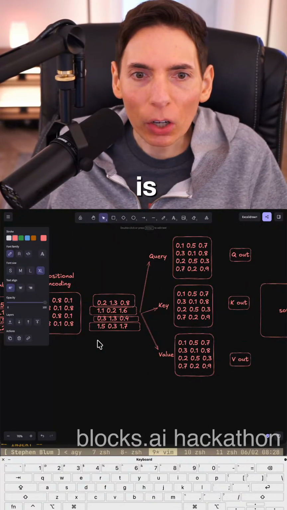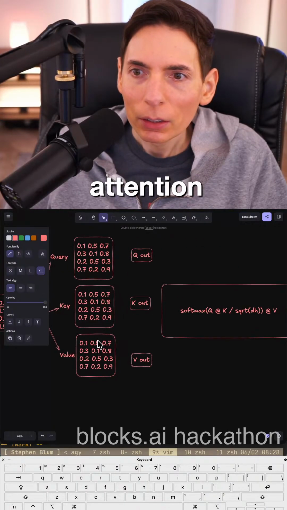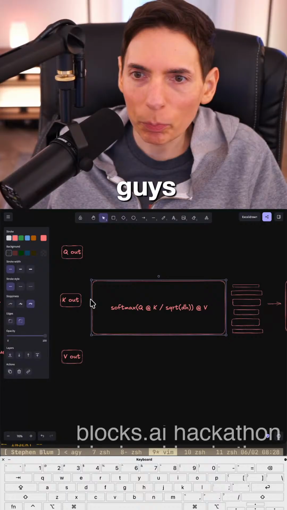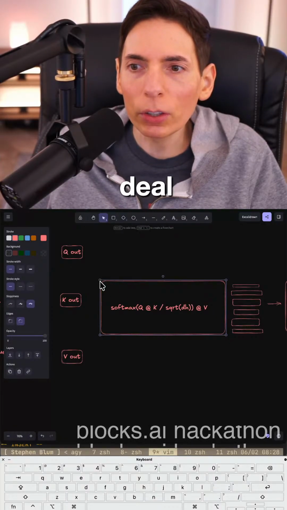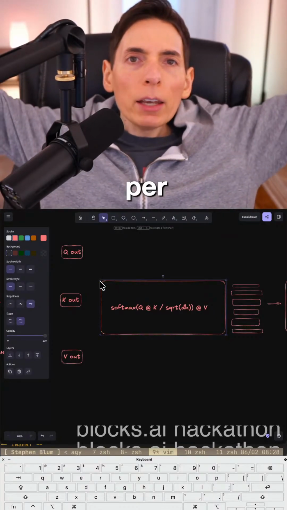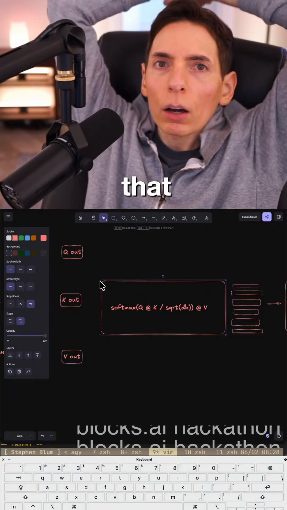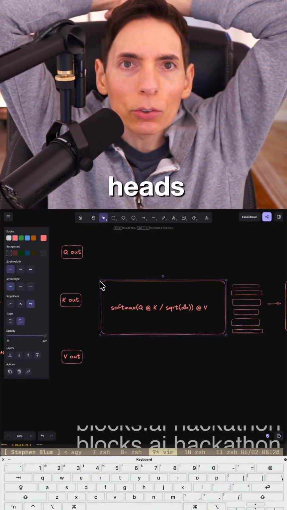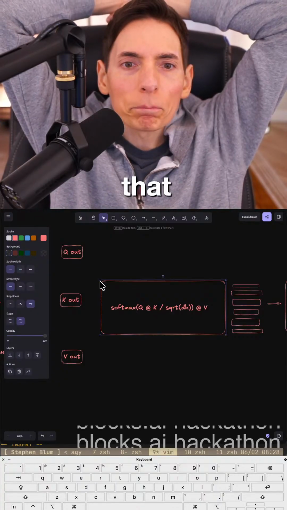The attention mask is on Q and K during attention. Okay, so it would be here. So we'd need to mask those before we... Now, here's the deal. Do we do that on a per head basis, or do we do that on the entire Q and K before we split the heads? Do we know that? Do you know?